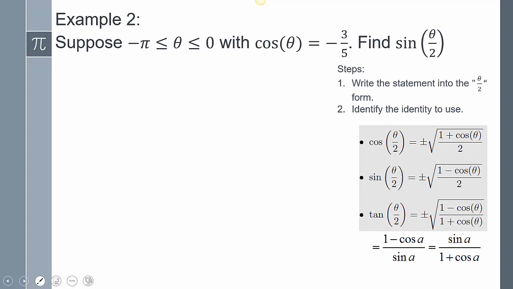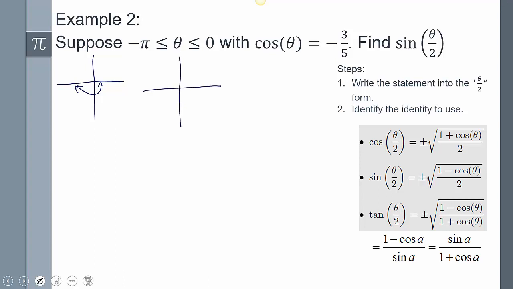Next one, it says suppose negative pi is less than or equal to theta, which is less than or equal to 0. Okay, so this is telling me that my angle is between negative pi and 0. Okay, so that's a wide range. So that's going to literally be in this axis down here. And with cosine of theta equaling negative 3 fifths. Find sine of theta over 2.